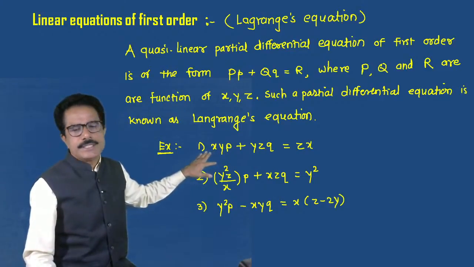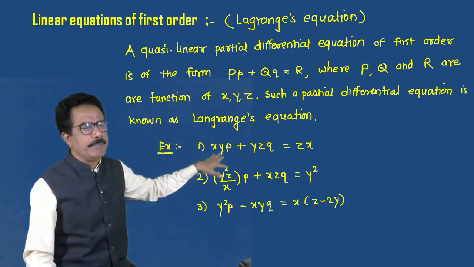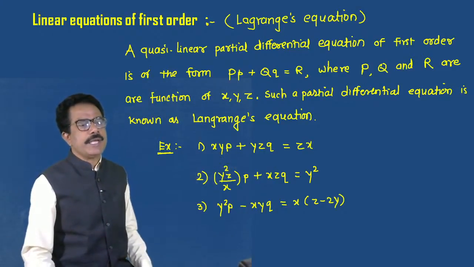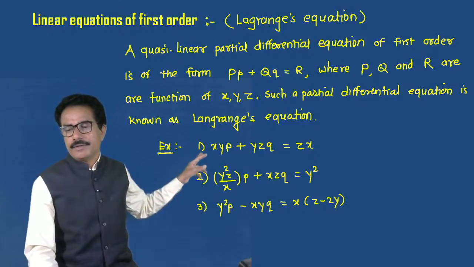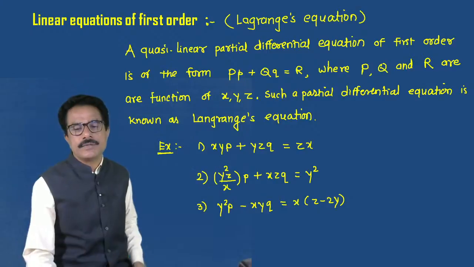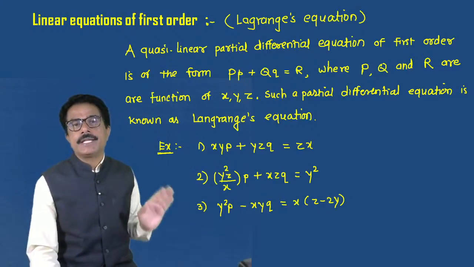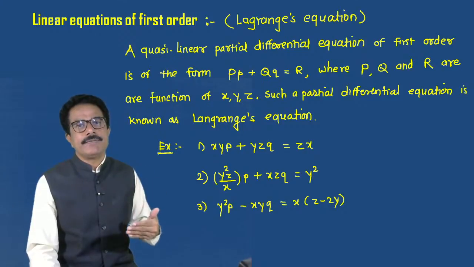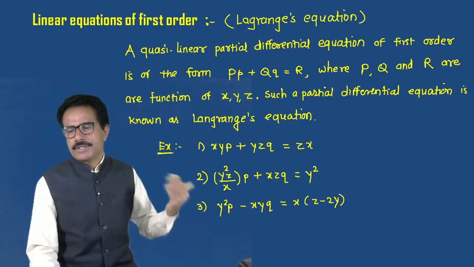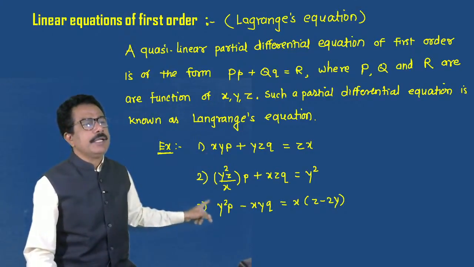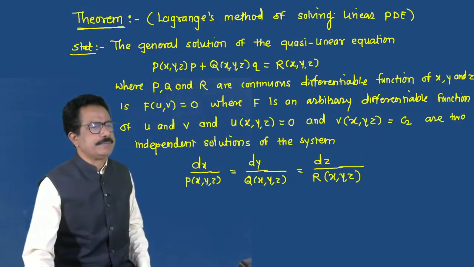So we consider the example xy into p plus yz into q equals xz. Can you tell me, students, what is the notation for p and what is the notation for q? Here p and q are the particular notations used for the partial derivative of z with respect to x and the partial derivative of z with respect to y. So these are first order linear partial differential equations.